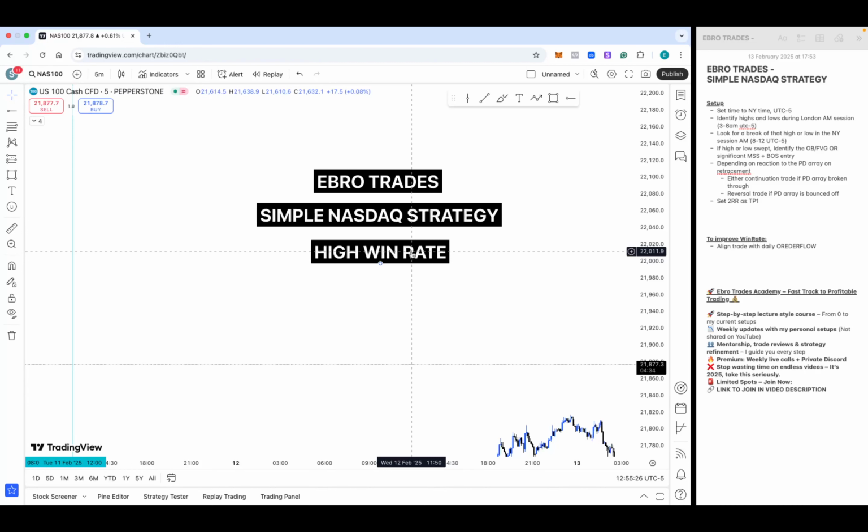Essentially, we're setting our time to New York time, UTC -5. We're identifying highs and lows during the London AM session. For the purpose of this setup, I'll be using 3 to 8 AM UTC -5. I'll be looking for a break of that high or low in the New York AM session, which is 8 to 12 UTC -5. If the high or the low of the London session is swept, we're looking for an order block, a fair value gap, or a trade entry based on a significant market structure shift plus break of structure.